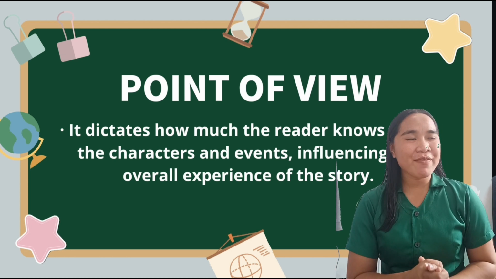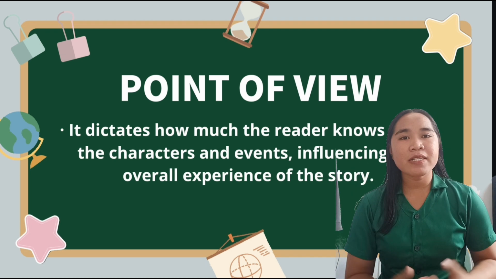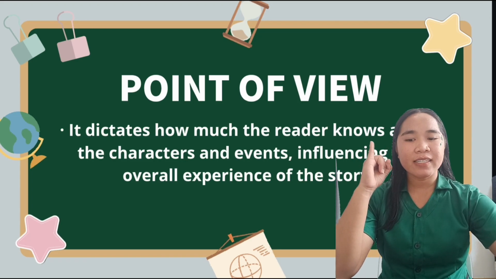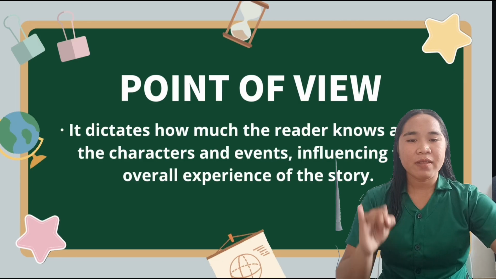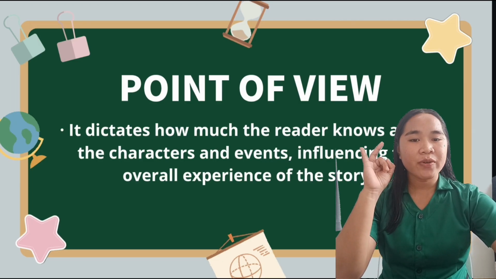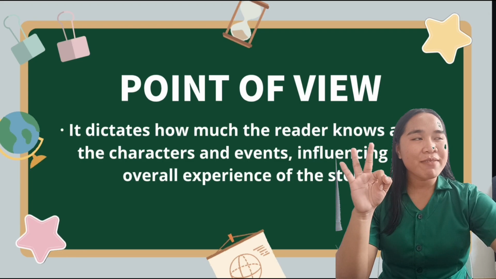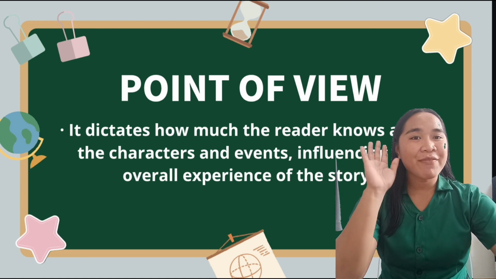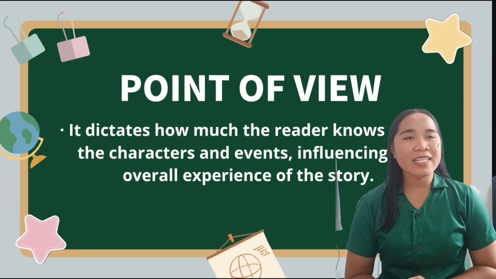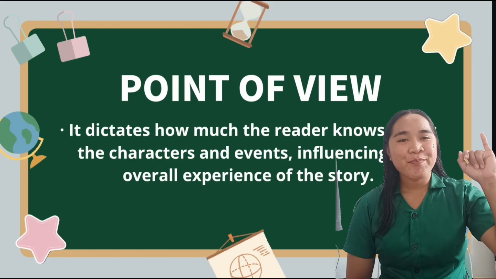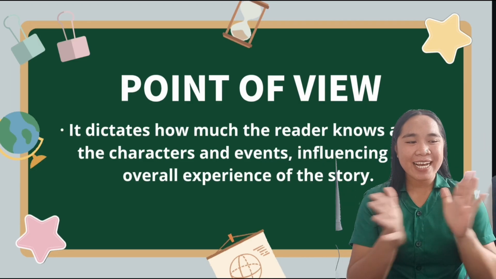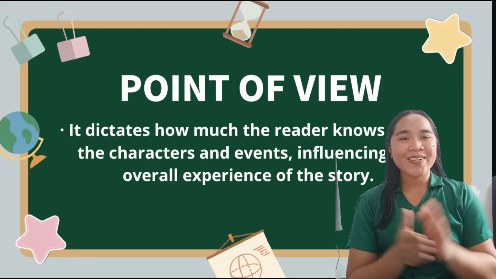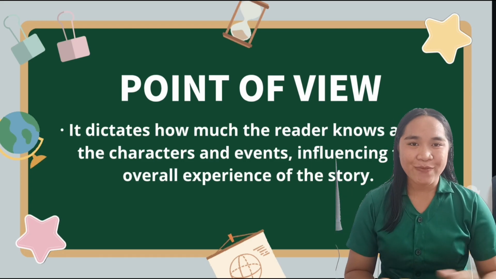So now let's recap the elements of a short story. We have number 1, characters. Number 2, class, we have setting. Number 3, we have plot. 4, class, we have conflict. And what is the 5th, class? We have the theme. And lastly, class, what is the 6th element of a short story? We have point of view. Very good, class. A round of applause, please, class. You all know what the 6 elements of a short story are.